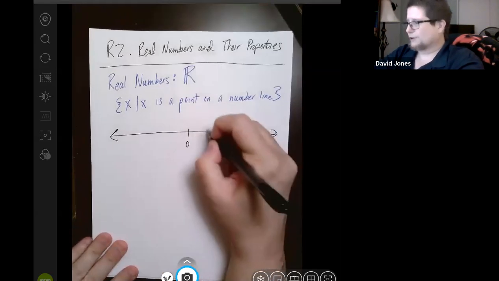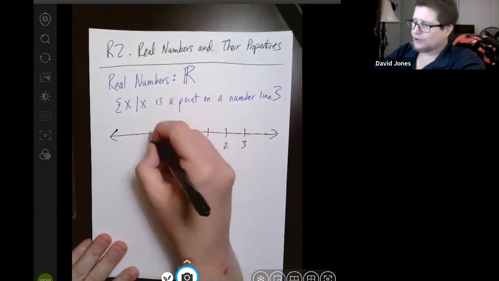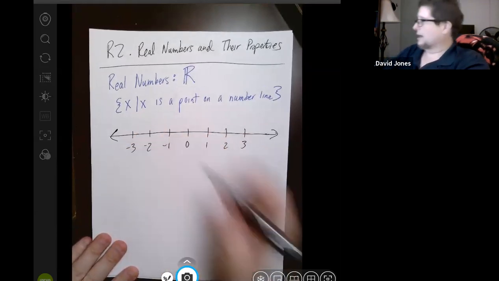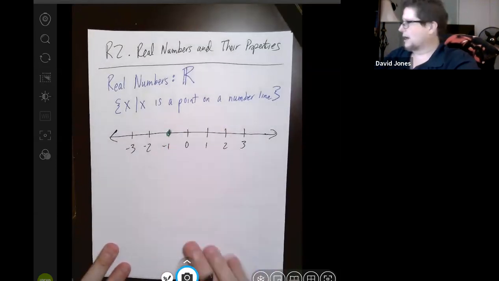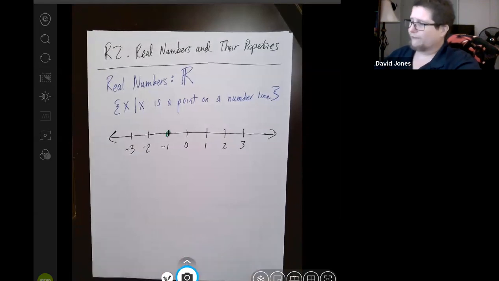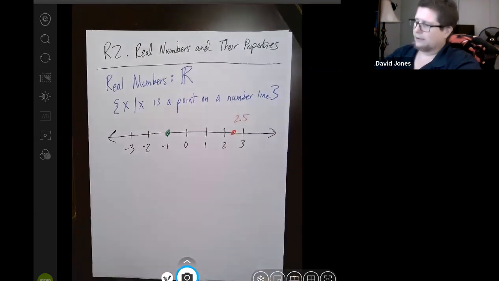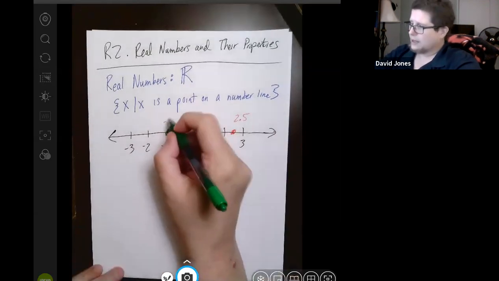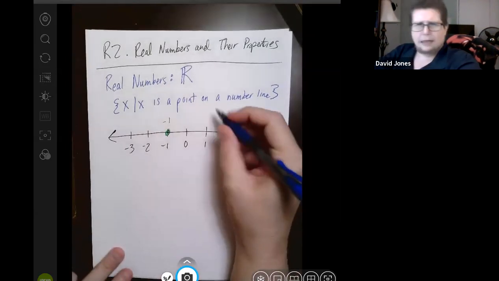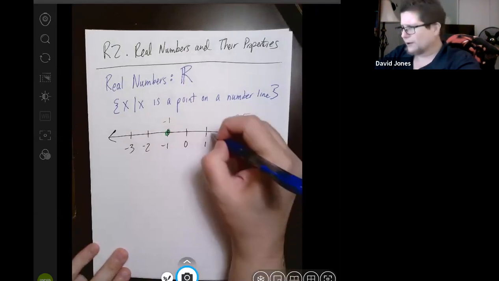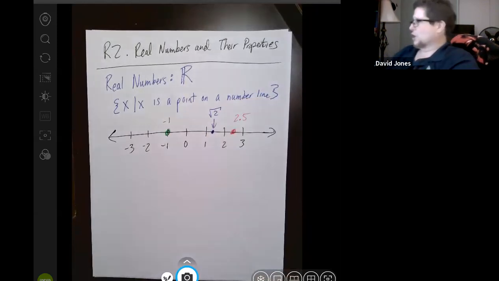A good starting point is 0, but we have 1, 2, 3. We can have negative numbers. We could have any point, like -1 is a real number. We could do something like 2.5. 2.5 is a real number. It could be something crazy like square root of 2. Square root of 2 is about 1.4 if you throw it in the calculator.